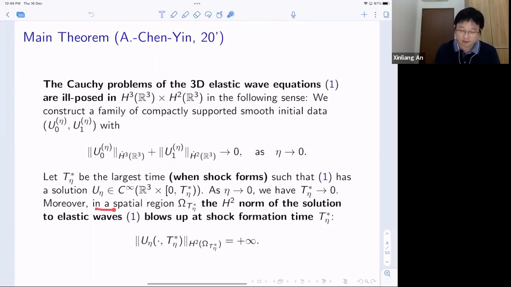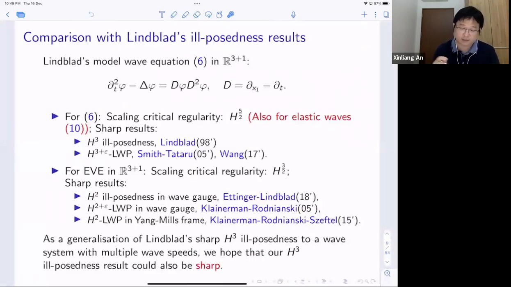And moreover, in a constructed special region, we can show that the H2 norm of the solution to the elastic wave will blow up at the shock formation time. This is for the elastic wave. So compare with Lindblad's result. As I said, this is a generalization of Lindblad's result.